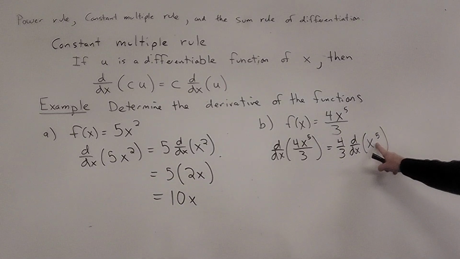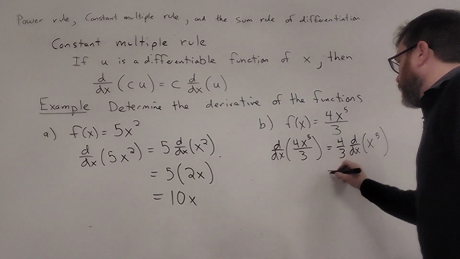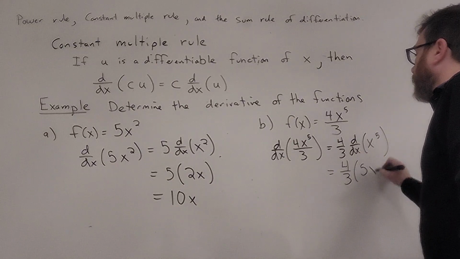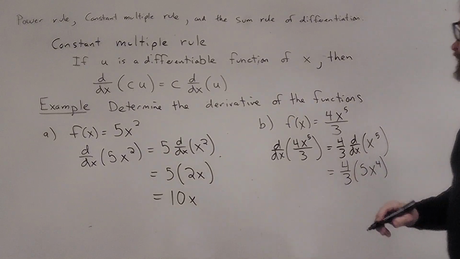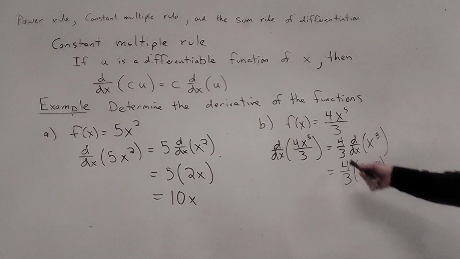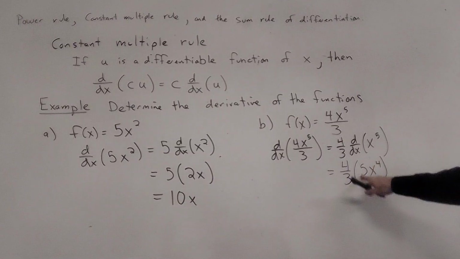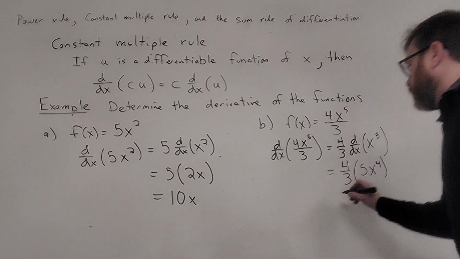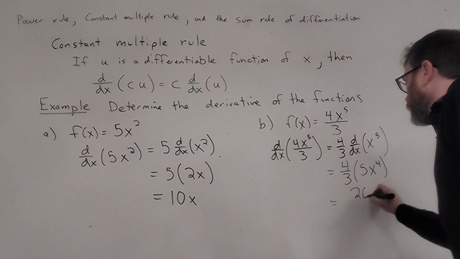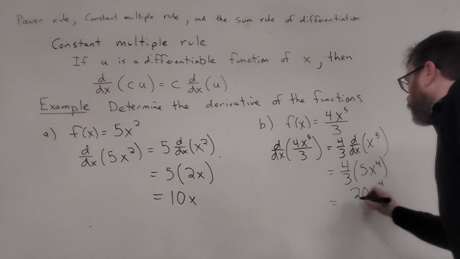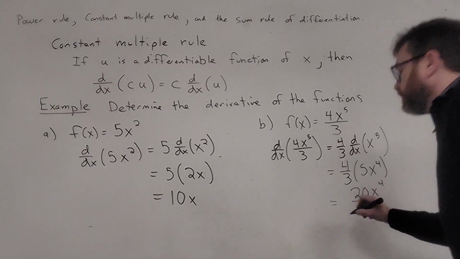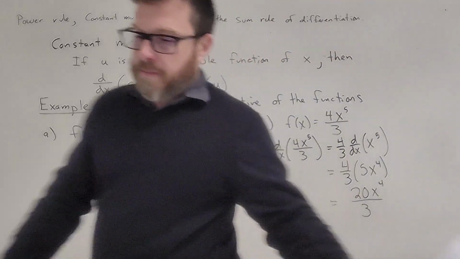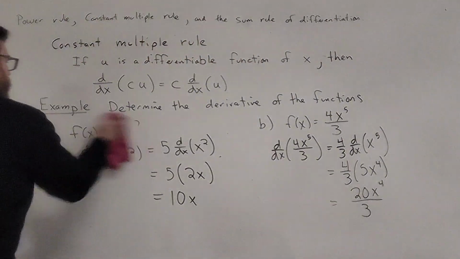So the derivative of x to the 5th is going to be 5x to the 4th, so this is 4/3 times 5x to the 4th. And now I can multiply last, so remember this is 5 over 1, so 4 times 5 is 20, and then 3 times 1 will be 3. So this is going to be 20x to the 4th over 3. Now, some other variations.